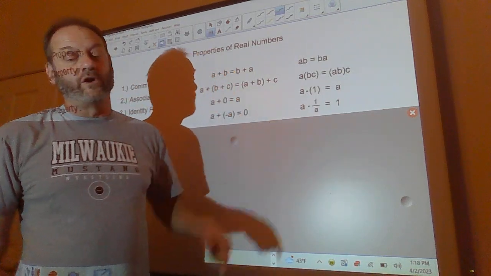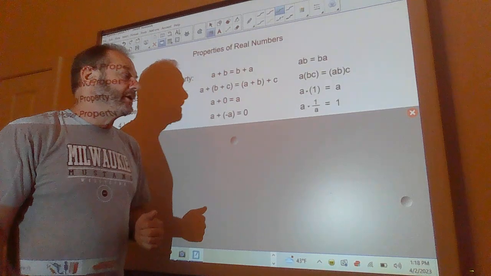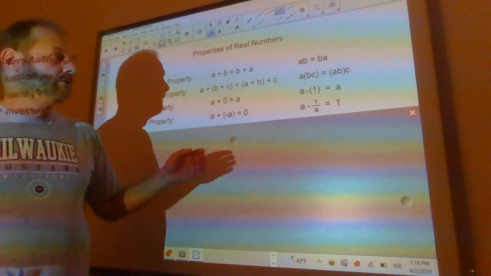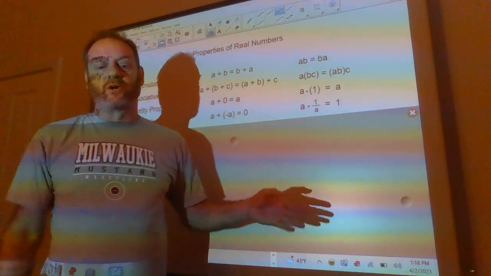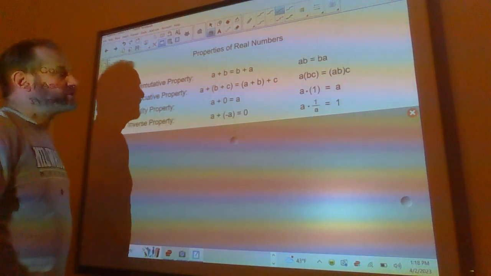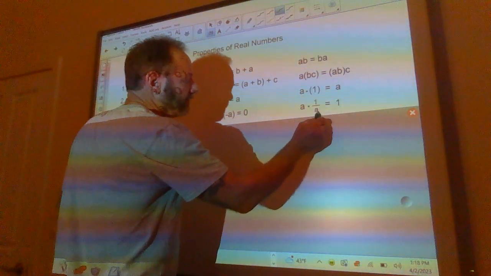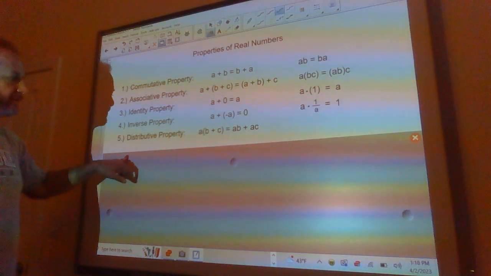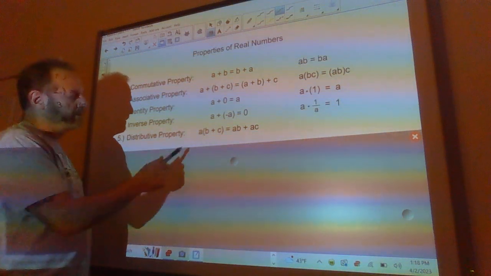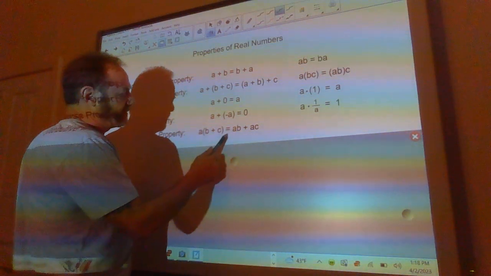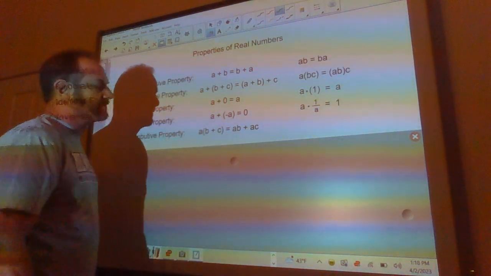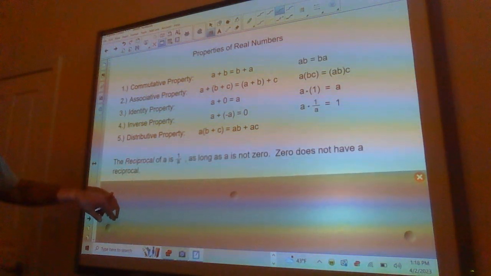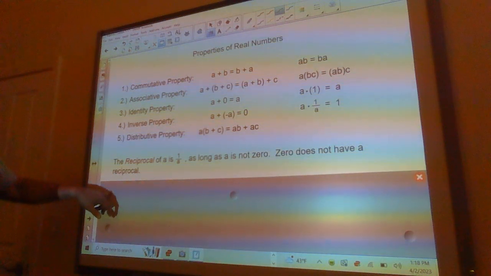So a times 1 over a is 1. 2 times 1/2 is 1. 3/4 times 4/3 is 1. So this is the reciprocal of this number right here. Distributive property. A times B plus C is equal to A times B plus A times C. Okay, so all those you should be aware of.